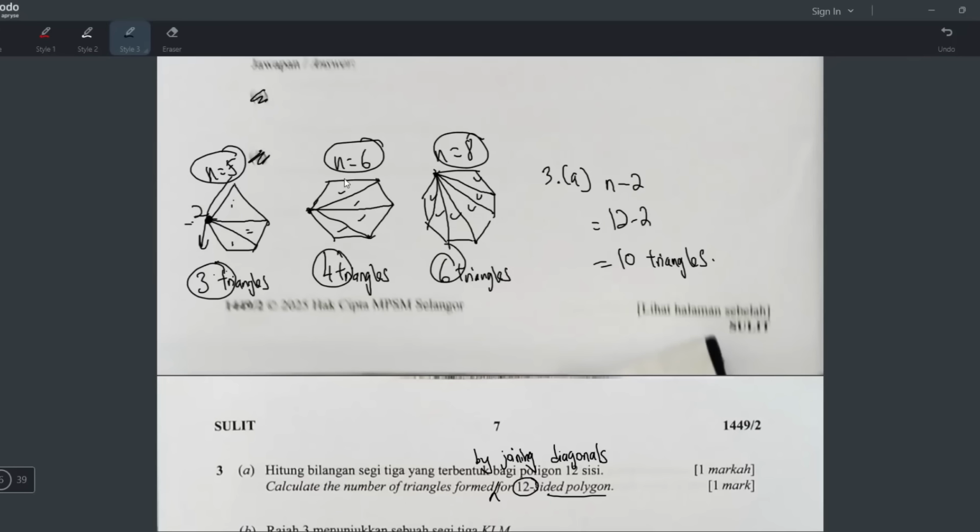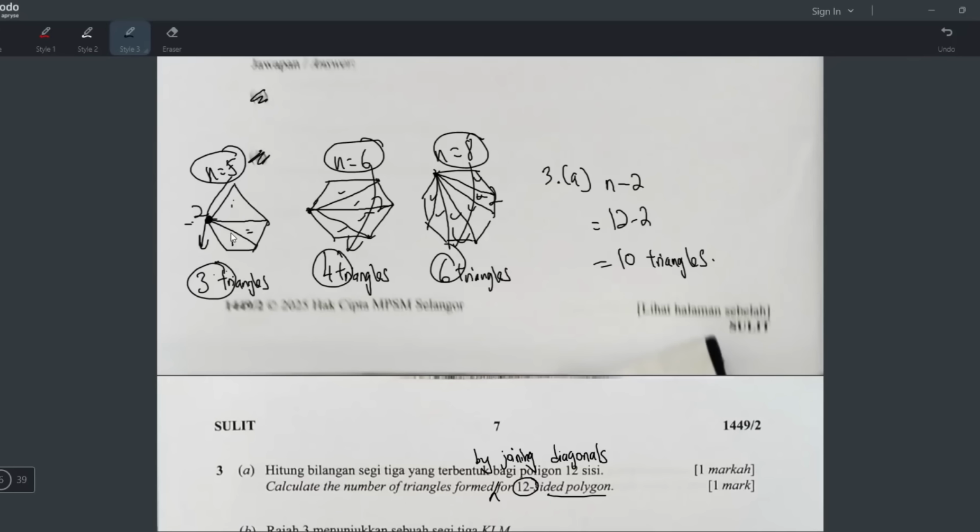You see, 5 minus 2 gives you 3, 6 minus 2 gives you 4, 8 minus 2 gives you 6. So you always minus 2 to get the number of triangles. That's why if you have 12 sides, you minus 2, you get 10. That means you can form 10 triangles for 12 sides. I'm not going to draw it because it will take a lot of time and a 12-sided polygon is a bit hard to draw.